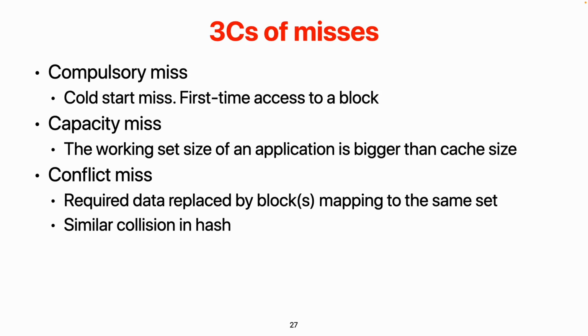So in the textbook, or in general, we say there are 3 types of cache misses. The first type is called compulsory miss.